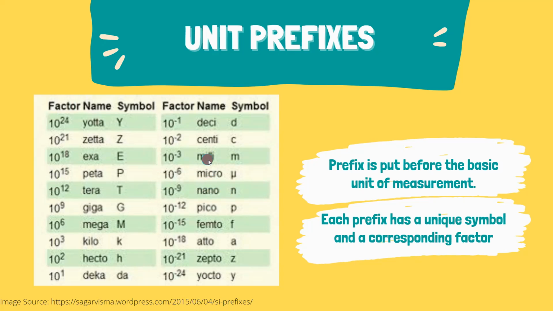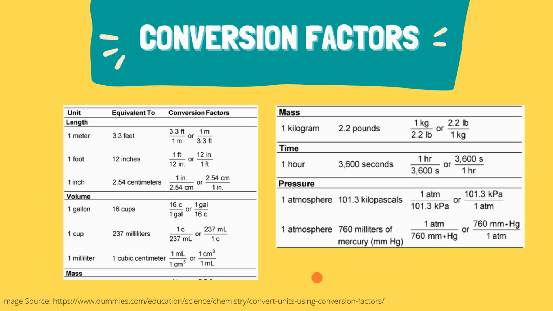In the case of milli, you have a factor of 10 raised to negative 3. In micro, 10 raised to negative 6. In nano, 10 raised to negative 9. And so on and so forth. A review as well for conversion factors.